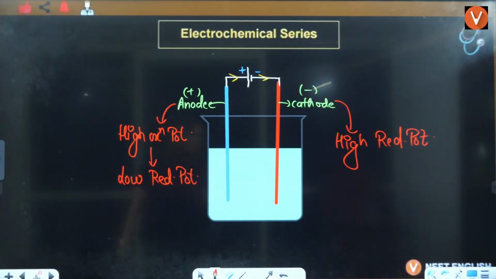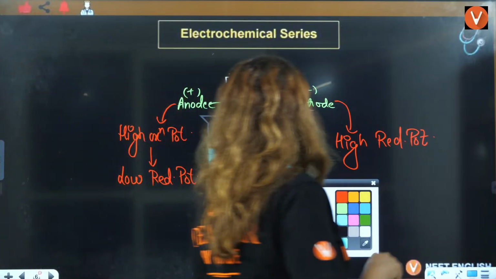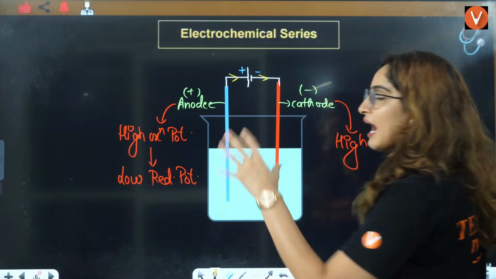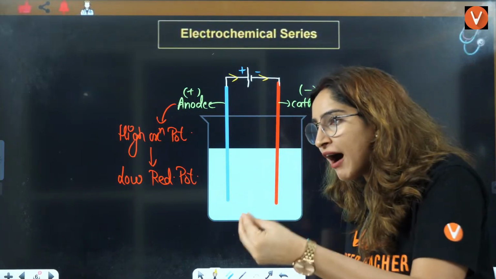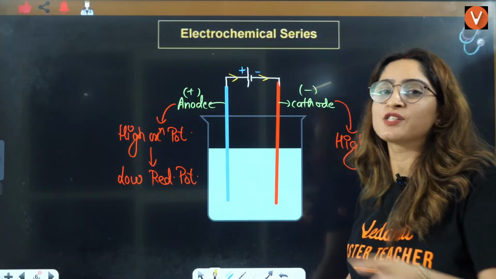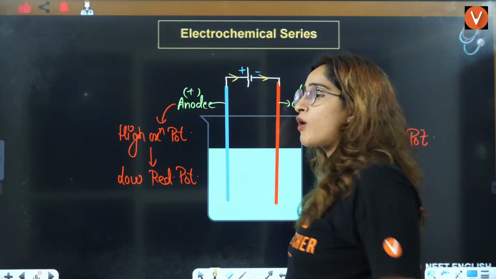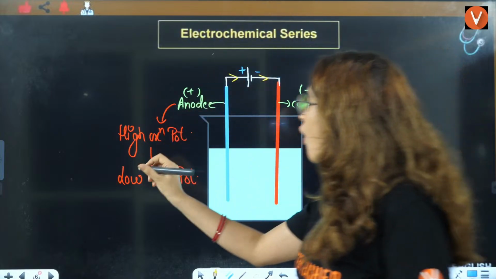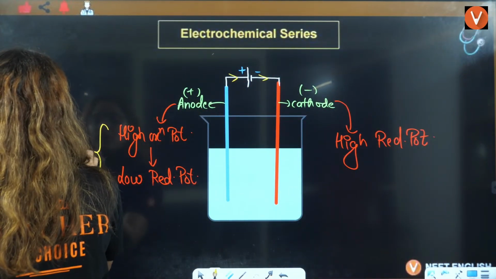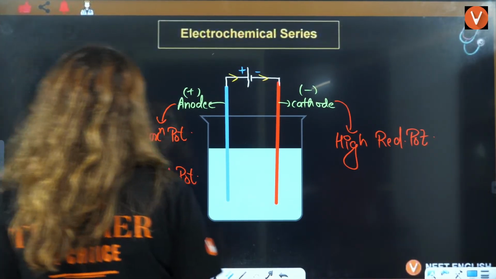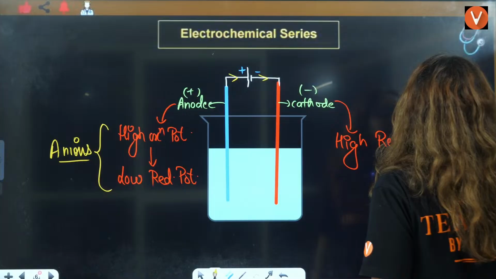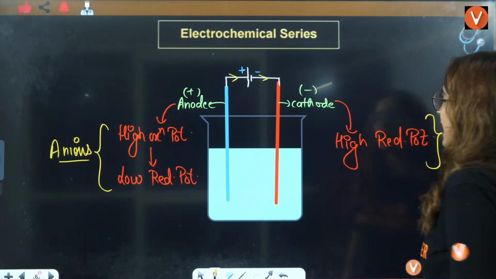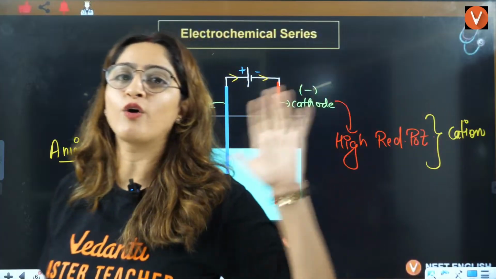The slide is not clear. Wait a minute. Now tell me, is that clear? Okay. So, is that clear, guys? In oxidation, you will have high oxidation potential. The one that wants to get oxidized will be there at the anode, saying, yes, I want to get oxidized. I am an anion. All the anions which have high oxidation potential will be at the anode side. The cation which has high reduction potential, you will find it on the cathode, right?